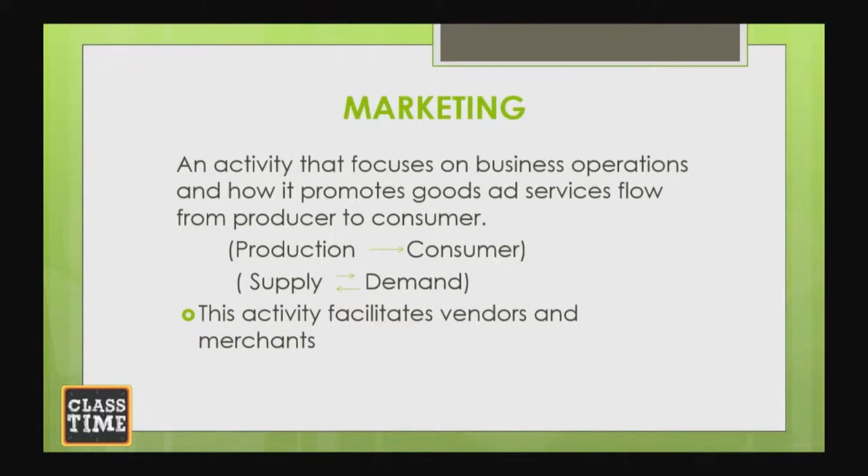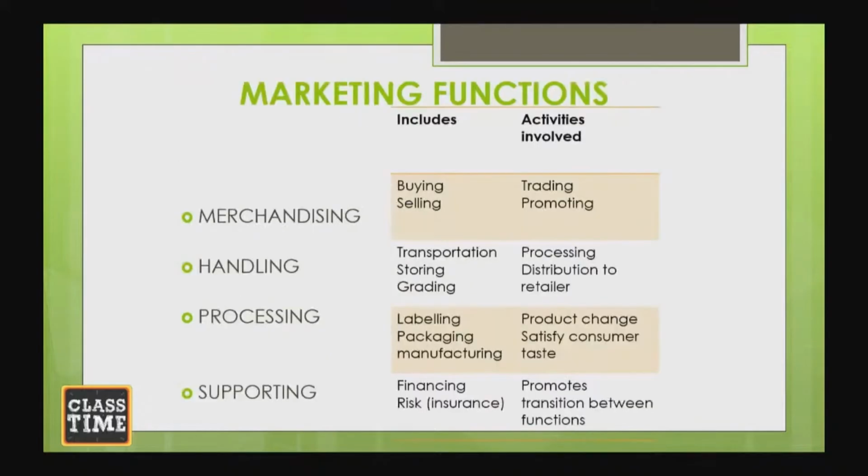Now, marketing has four functions. We look at merchandising, handling, processing, and supporting. Now, in merchandising, we look at buying and selling of items, and this involves trading and promoting. We look at handling in marketing, which involves transporting goods, sorting goods, grading goods, assembling goods. These all are based on the handling of a good. Then we look at an activity that is involved. We look at processing and distributing to a retailer.